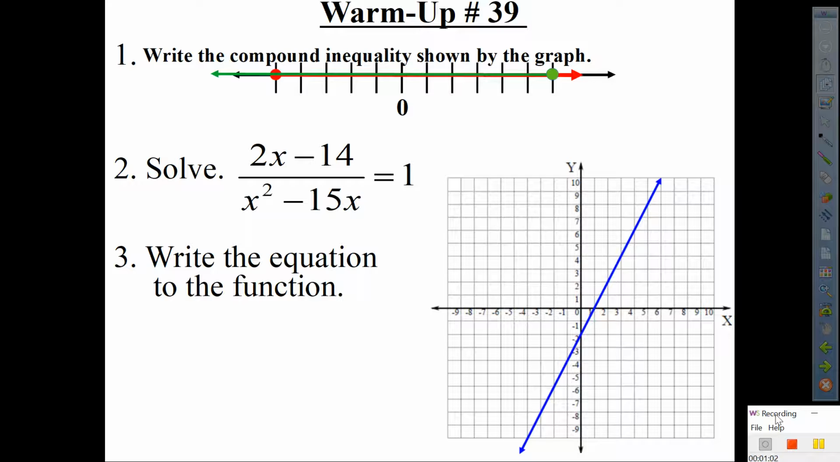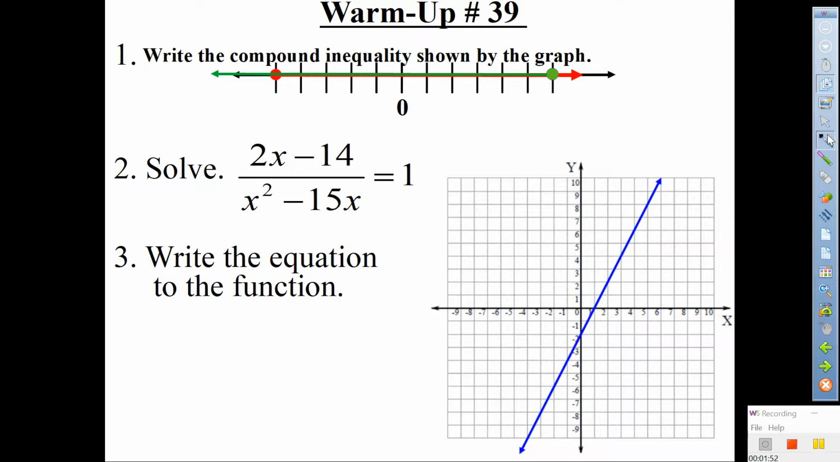Number 2, it says solve (2x minus 14) over (x squared minus 15x) equals 1. And number 3, it says write the equation of the function. They give us a coordinate plane and a line. Just to give you some reference points, that line is going through, let's say, (-1, -4), (0, -2), and (2, 2). You can use those reference points. I'll give you some time for that. Copy and go.